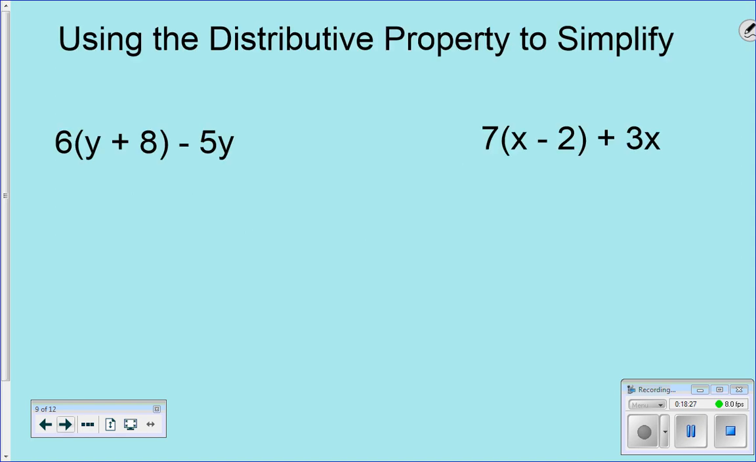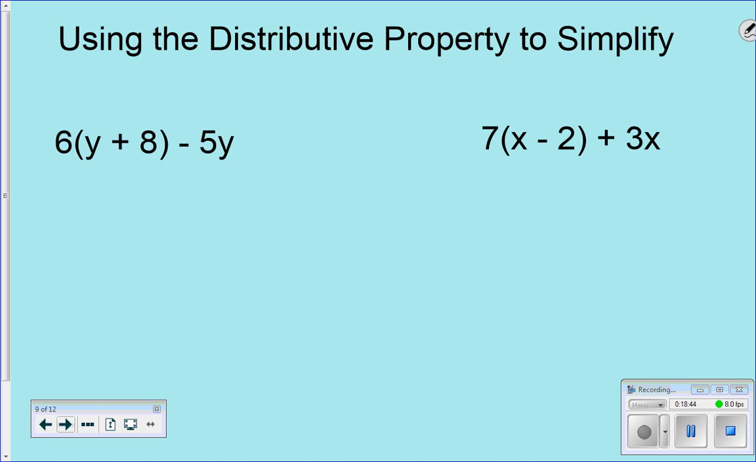Alright, so the next thing that's going to happen is they're going to do something that has distributive property with it. Okay, so don't freak out because you did this yesterday. So you know how to do this already. What you're going to do first is distributive property, and then you're going to start to simplify.